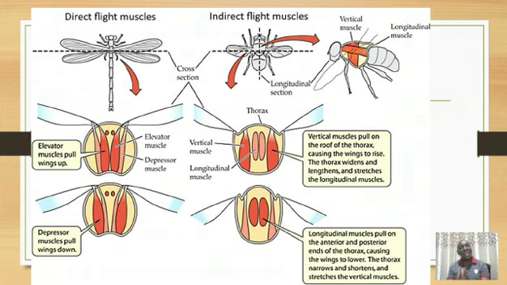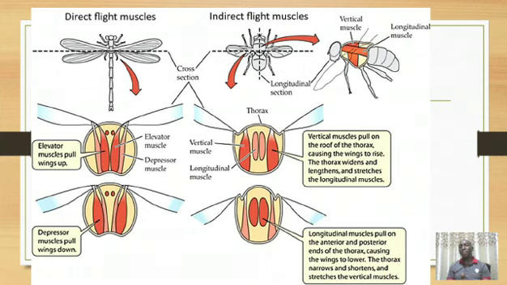Then we have the indirect flight muscles. We now look at those images below the title of indirect flight muscles. Why are we calling them indirect? Because they bring about movement of the wing indirectly. In other words, they are not attached to the wings directly. So where do they attach? They attach to the roof of the thorax. The roof of the thorax is what we call the tagum of the thorax. Therefore, they attach onto the tagum, the roof of the thorax.